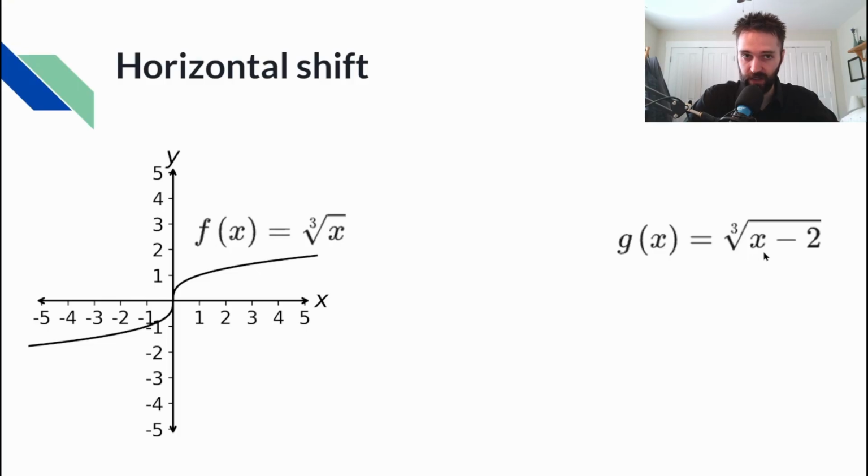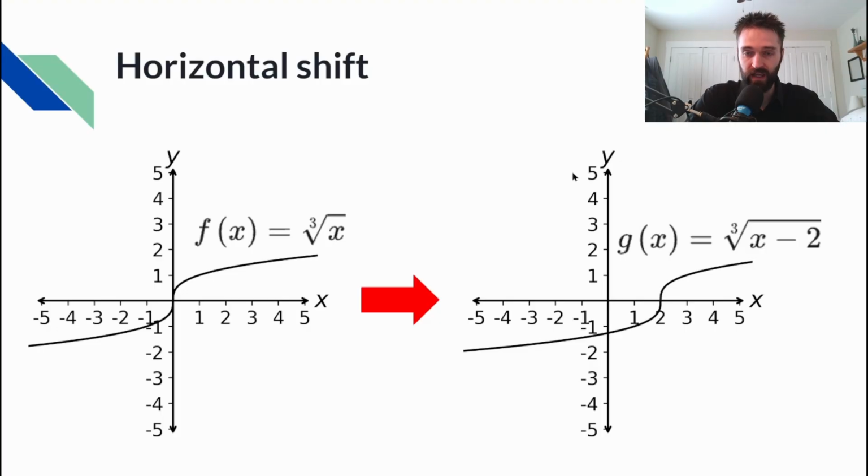Notice the difference between horizontal and vertical shifts. With a vertical shift, we added a constant to the outside of the function. But with a horizontal shift, we plug x minus 2 into the inside of the function. What does f say to do? It says to take what you're given and take the cube root of that. So we'll take x minus 2 and take the cube root of that. And that will result in a horizontal shift 2 units to the right.